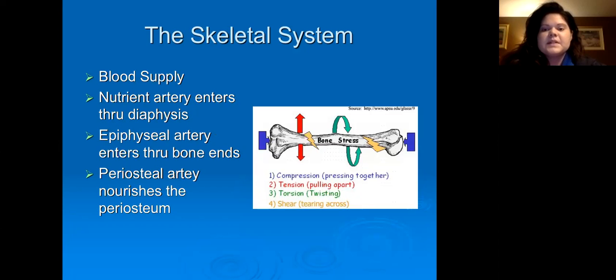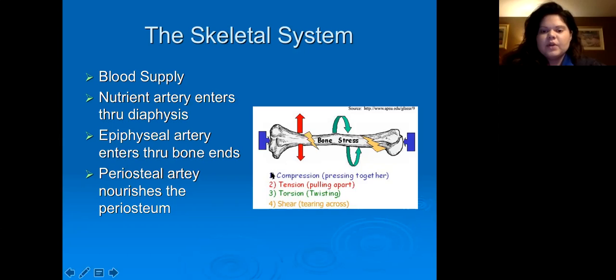As far as blood supply in the skeletal system, nutrient arteries enter through the diaphysis. The epiphyseal artery enters through bone ends, and then the periosteal artery nourishes the periosteum. The picture depicts different types of stress that can be placed on the bone that could result in fractures. So if you have compression, that's going to be the two pressing together. Each of these are color-coded, but I will go ahead and highlight those for you.